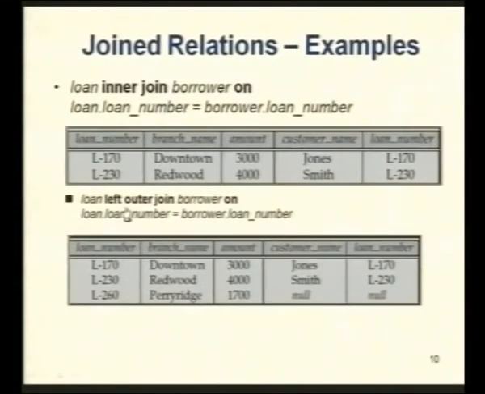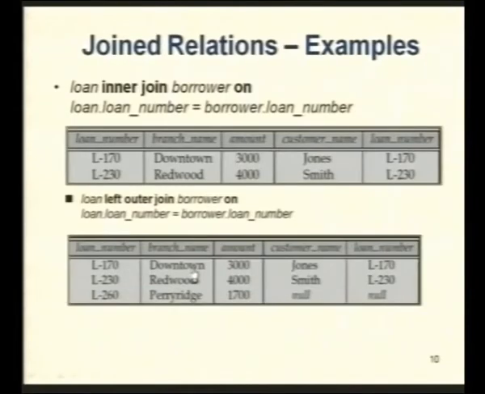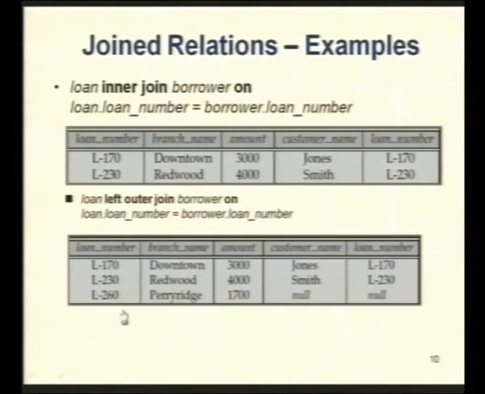But if you take the left outer join, we are bothered about the left hand side, the left hand side of the relation. Assuming this is the left and this is the right, you will have L170 and L230 as before, but in addition you will also get L260, for which you do not have a corresponding row here. So you will get L260 Perry Ridge 1700, but correspondingly you do not have a customer name or a loan number here, so you will get two null values. This is the left outer join, which we have already seen.